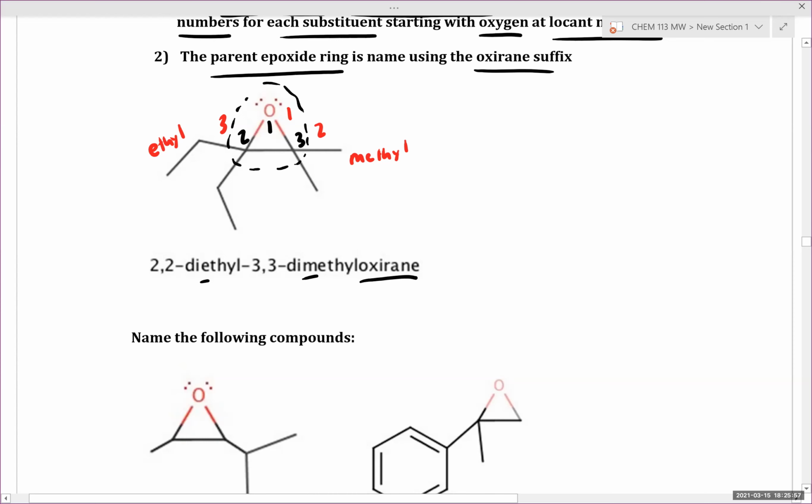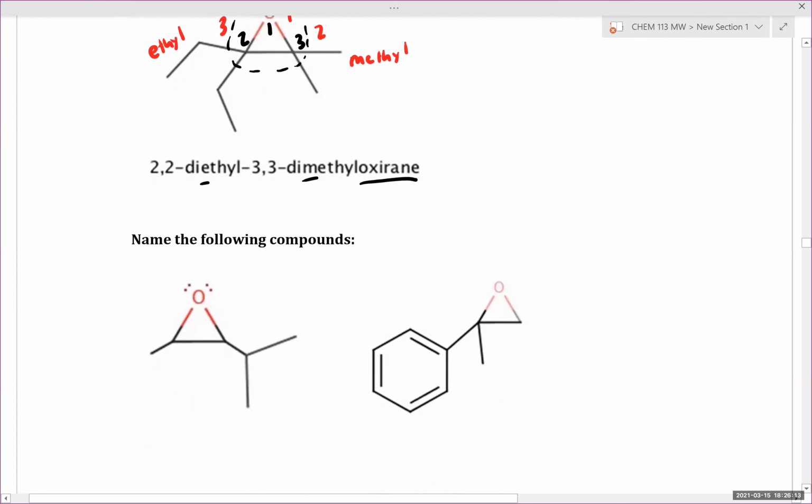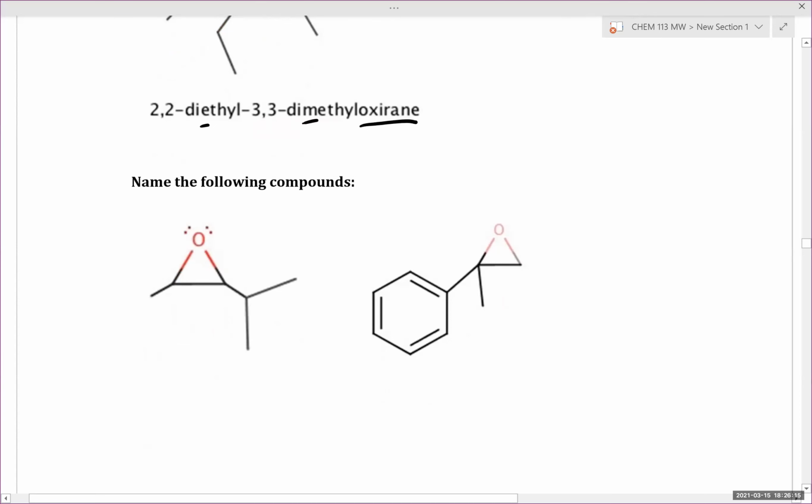Both naming methods are acceptable. It just depends on the compound. In some cases, it may be easier to name the epoxide as a substituent. In other cases, it may be easier to use the oxirane as the parent chain. And we in fact have 2 examples that demonstrate that. These 2 examples each have an easy way to name the compound and a more difficult way.